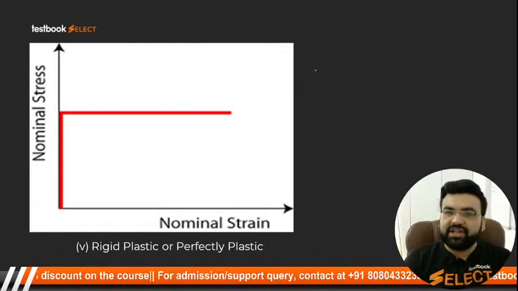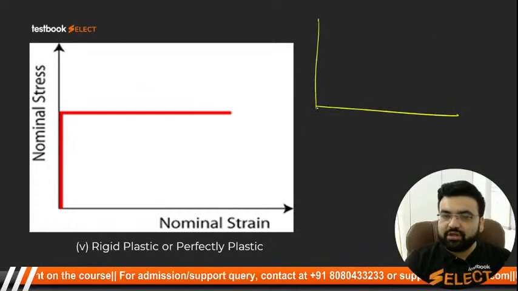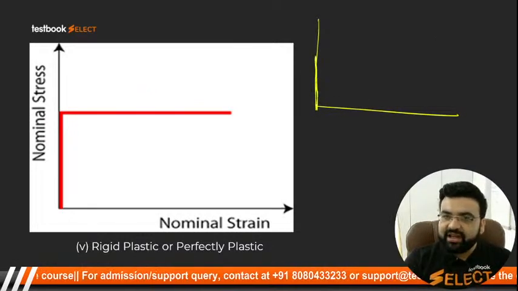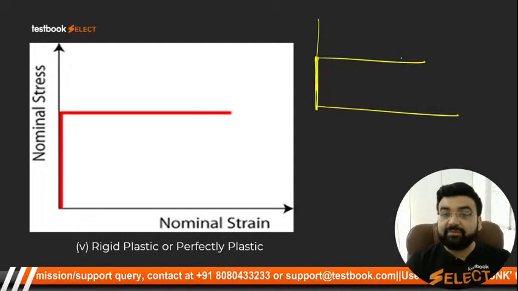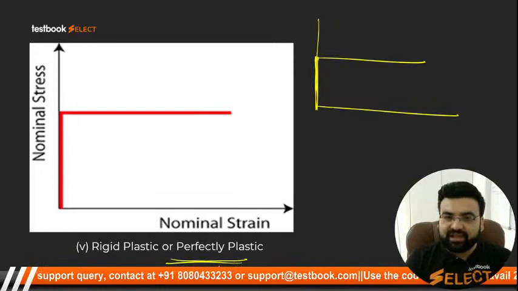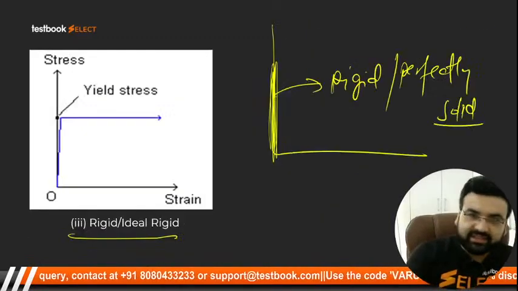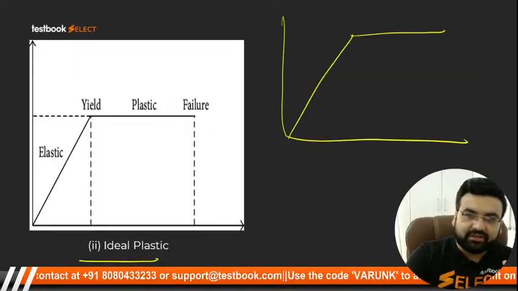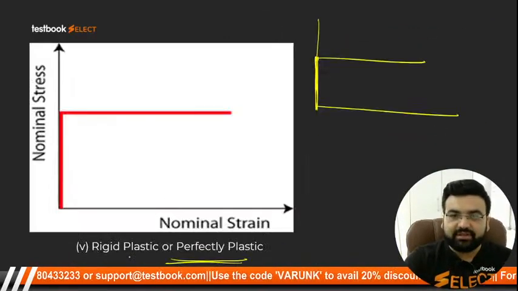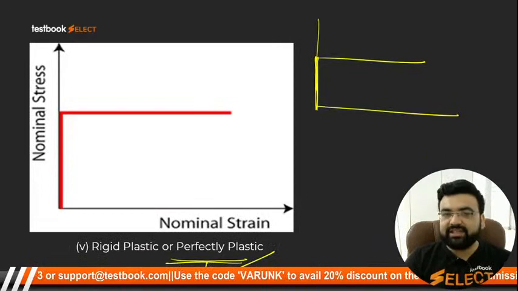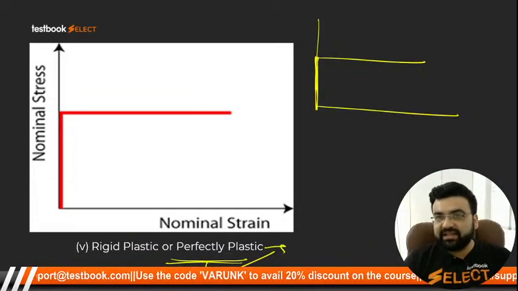After this we have the rigid plastic. First they show a rigid behavior, and after that they show a plastic behavior. These are said to be the rigid plastic or perfectly plastic. Ideal plastic is something else. This is what the ideal plastic is, and rigid plastic or perfectly plastic is something else, right? So there is a difference between perfectly plastic and the ideal plastic.